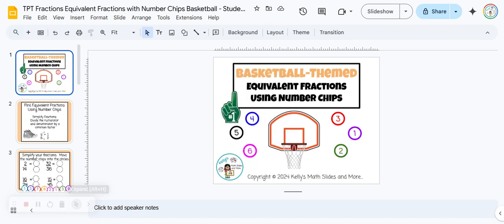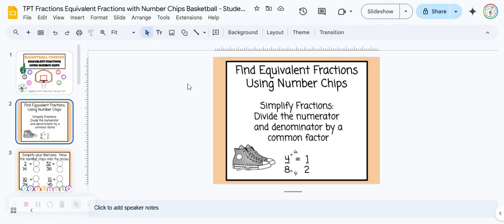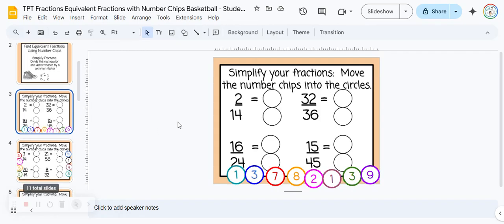Equivalent fractions using number chips. This is a digital lesson, and this one is basketball themed. So the lesson starts with showing students how to find equivalent fractions by simplifying. They're going to divide the numerator and denominator by the largest common factor, and they're going to do that starting on slide 3.